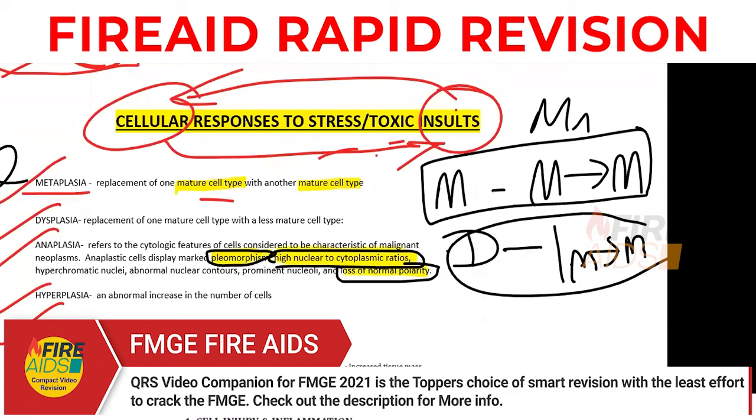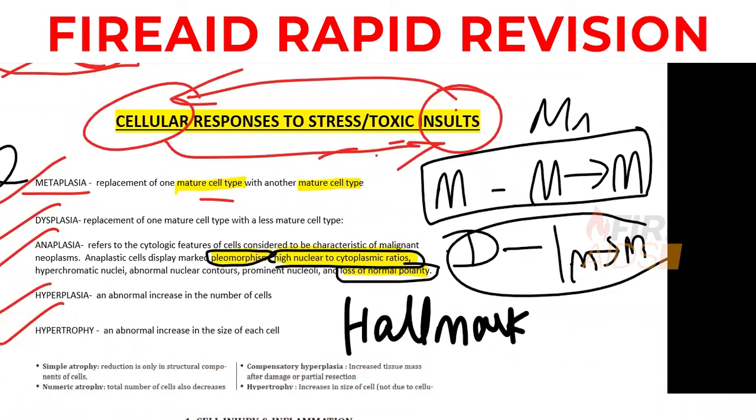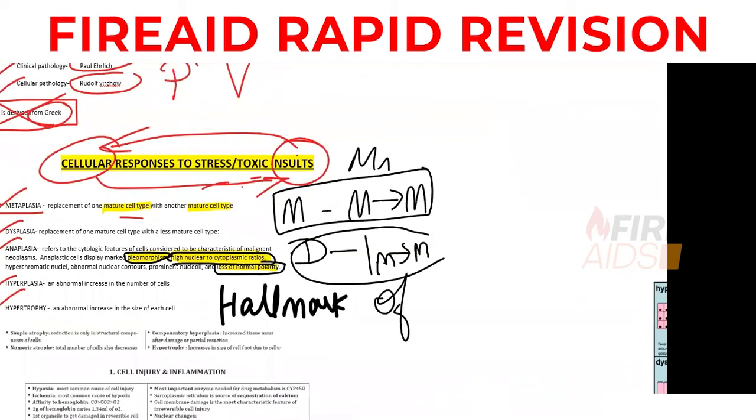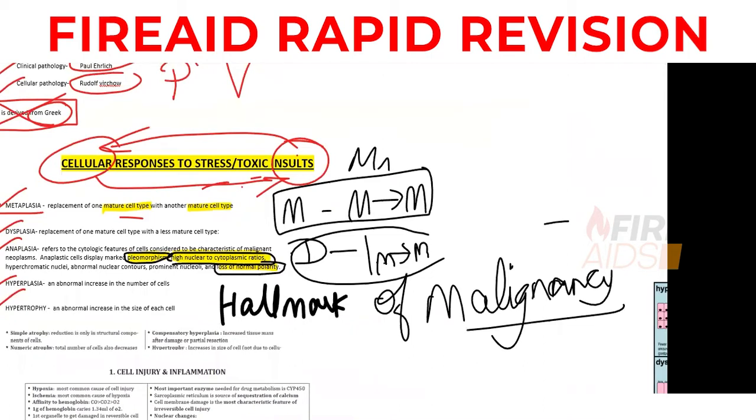One important MCQ is the hallmark of malignancy is anaplasia. That is an important MCQ you must note here.